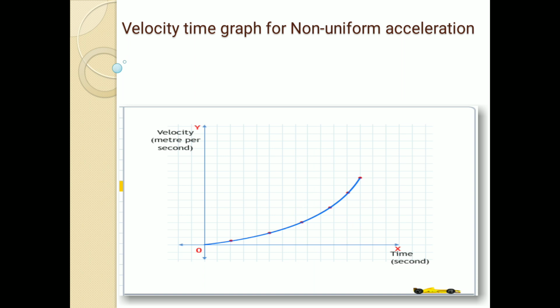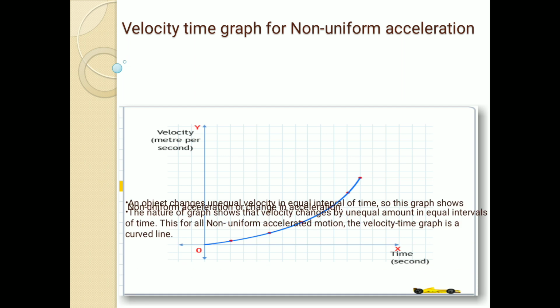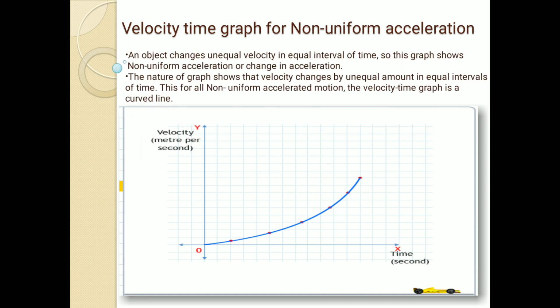Next one is the velocity time graph for non-uniform acceleration. In the same way, for non-uniform motion, obviously this is a graph here. This is a curved line. Okay. So velocity is on the y-axis and time is on the x-axis. It shows a curved line. See here, the object changes velocity by unequal amounts in equal intervals of time. So this graph shows non-uniform acceleration, or change in acceleration also. We can see the change in acceleration.